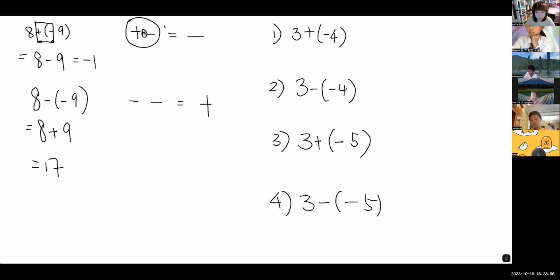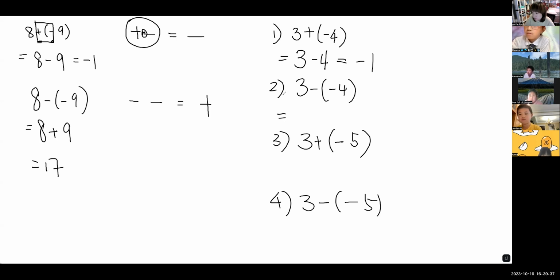Okay, so I still see some questions that are not right, okay? So let's take a look at the first question. Let me ask Eleanor. 3 plus negative 4. There's a plus and a minus, so equals what? Plus minus equals minus. 3 minus 4, correct? Okay, so 3 minus 4 equals what? Negative 1. Very good. Good job.